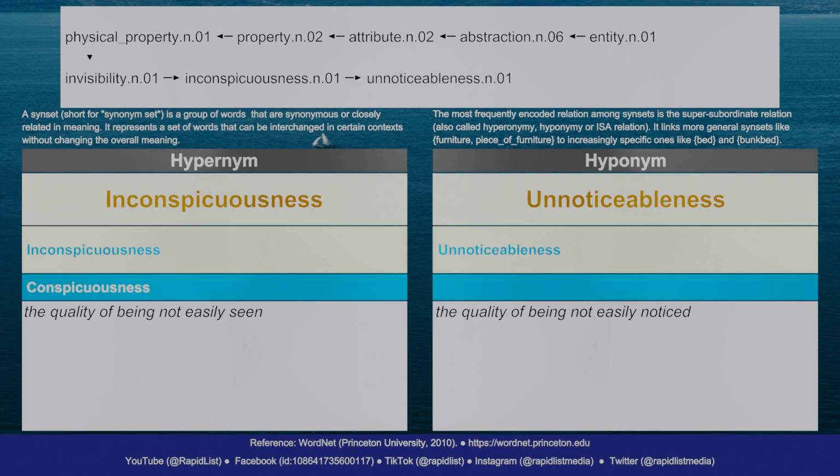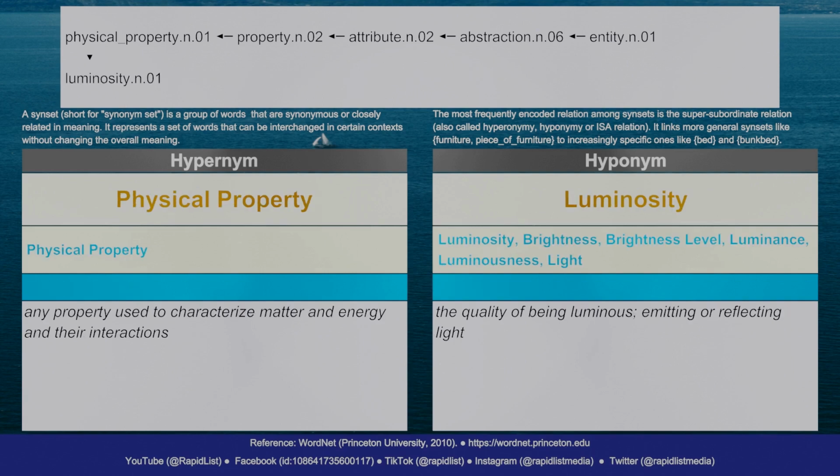Unnoticeableness. The quality of being not easily noticed. Unobtrusiveness. The quality of not sticking out in an unwelcome way. Luminosity. The quality of being luminous, emitting or reflecting light. Its luminosity is measured relative to that of our sun.